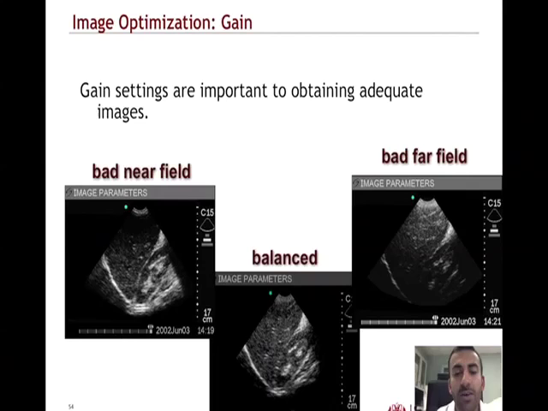Important to realize, though, that most ultrasound machines have the ability to adjust levels of gain. What that means is that you can identify certain bands alongside the ultrasound image and increase the gain only for those bands as well. And I'll talk about that in just a second.